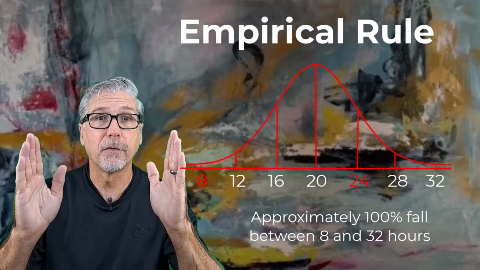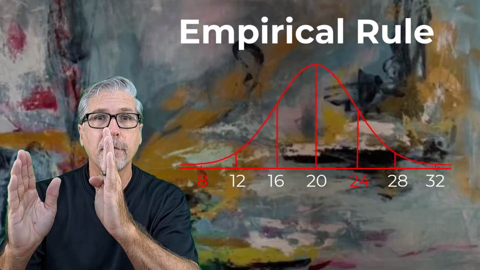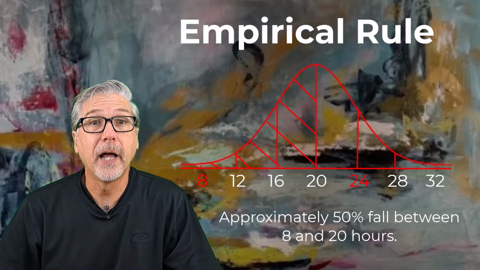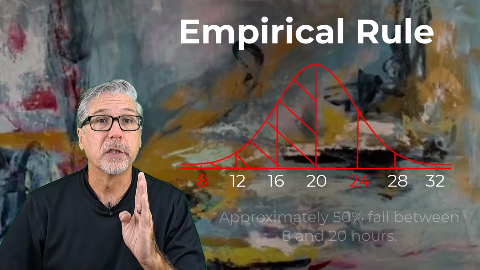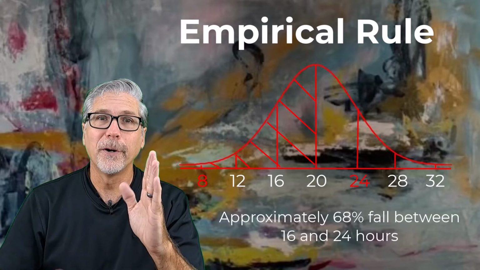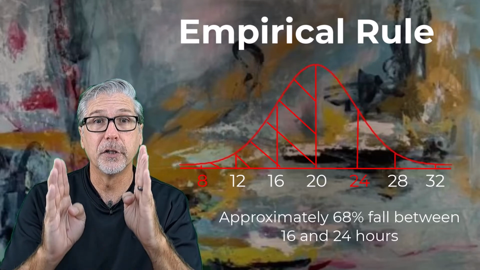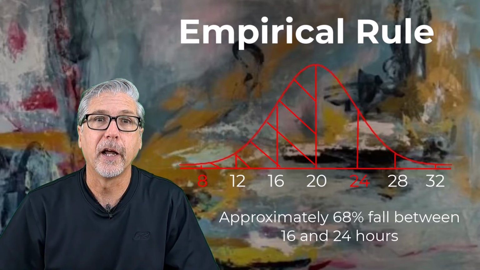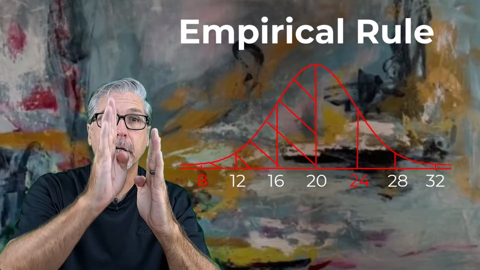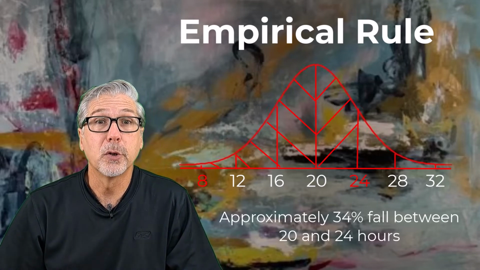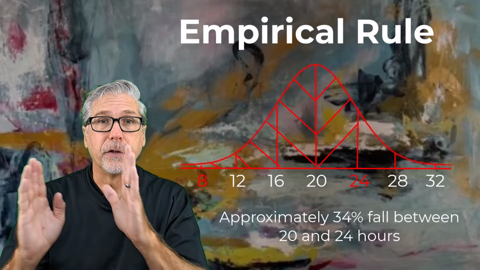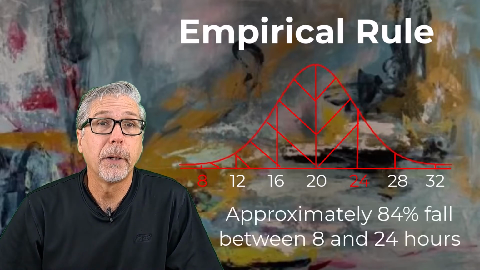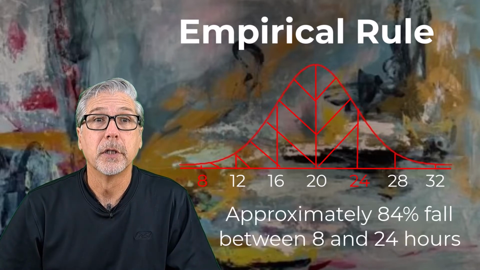If approximately 100% fall between 8 and 32, we can split that number in half and talk about the percentage that fall between 8 and 20 hours. So we're going to say approximately 50% fall in that range. Now, how about the 24? Well, the 24 falls 1 standard deviation above the mean. And again, our friend the empirical rule tells us that approximately 68% fall within 1 standard deviation of the mean, between 16 and 24. But I don't want 16 to 24. I want 20 to 24, so we split it in half again. We take that 68% and we end up saying approximately 34% fall between 20 and 24, and then we put the results together. We take the 50% between 8 and 20, we take the 34% between 20 and 24, and we conclude that approximately 84% of the paintings take between 8 and 24 hours to complete.